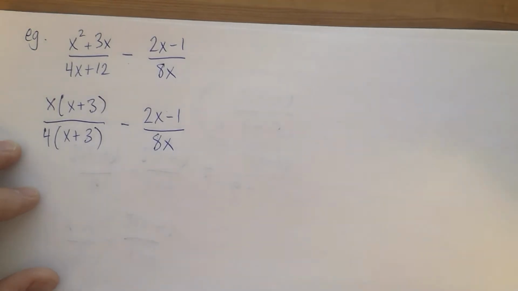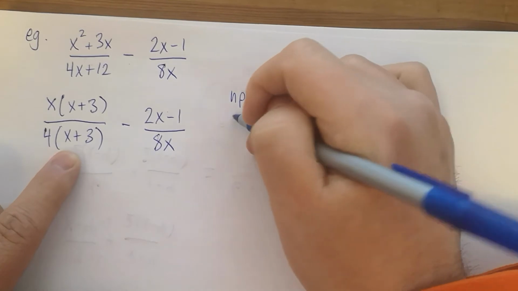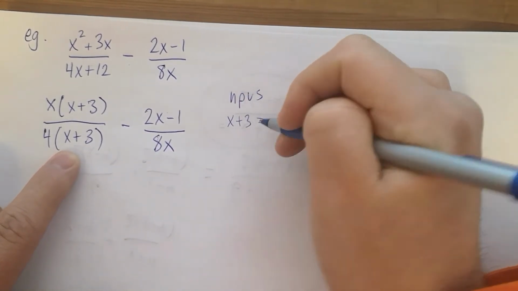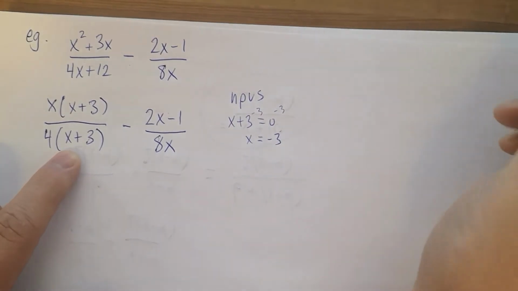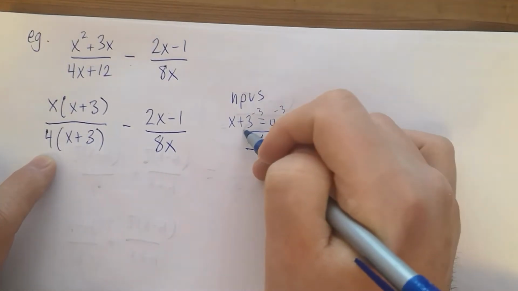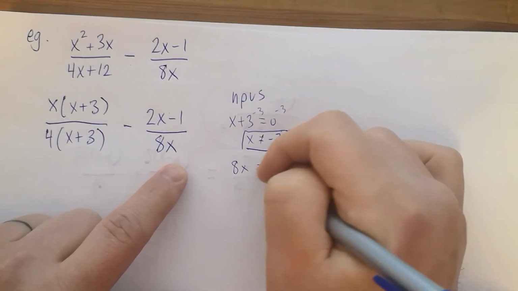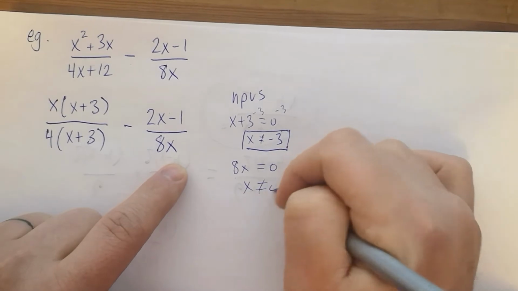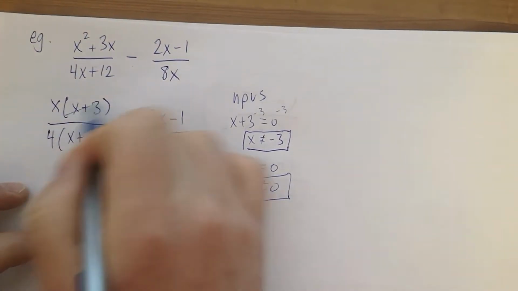That's going to allow us now to get our non-permissible values. Okay, I'm going to get one from the x plus 3. It's not allowed to be 0. Okay, just a reminder, you don't need to worry about this 4 because 4 can never equal 0. Okay, and then we get this 8x can't be 0 as well. But that just tells us that x can't be 0. Now let's cross these guys off.